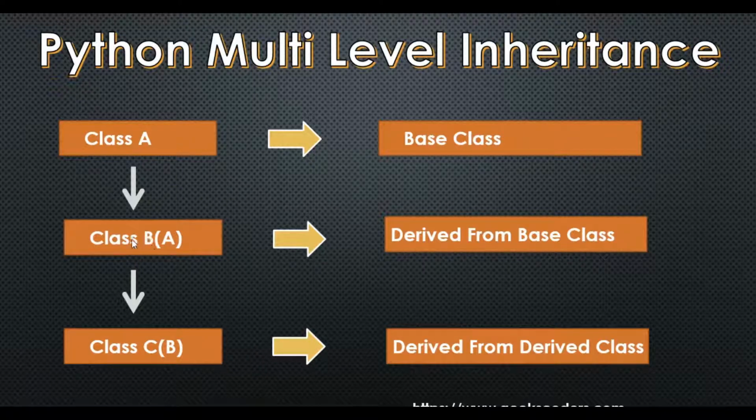Now we have class B. This class extends from class A, so it is derived from a base class. We have another class called class C. Class C is extending from class B, so we can call it derived from a derived class. Class C is extending from a derived class, but class B is extending from a base class. So this is called multi-level inheritance. Now let's create our practical example.